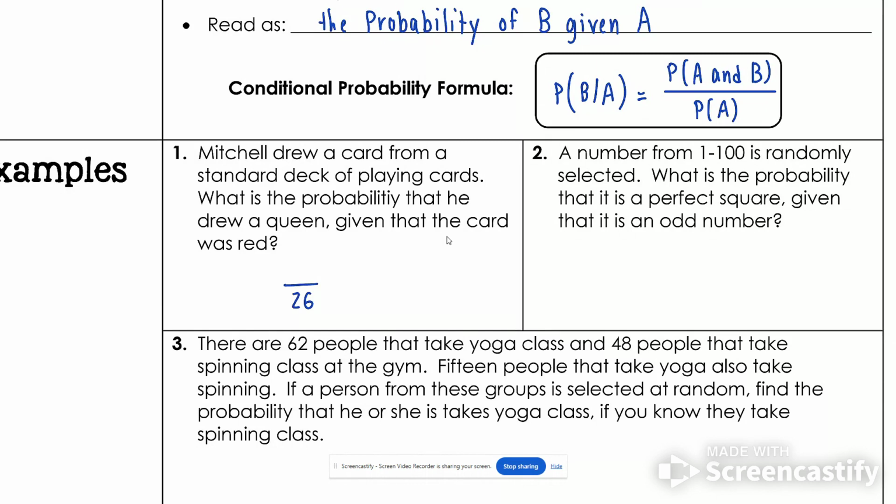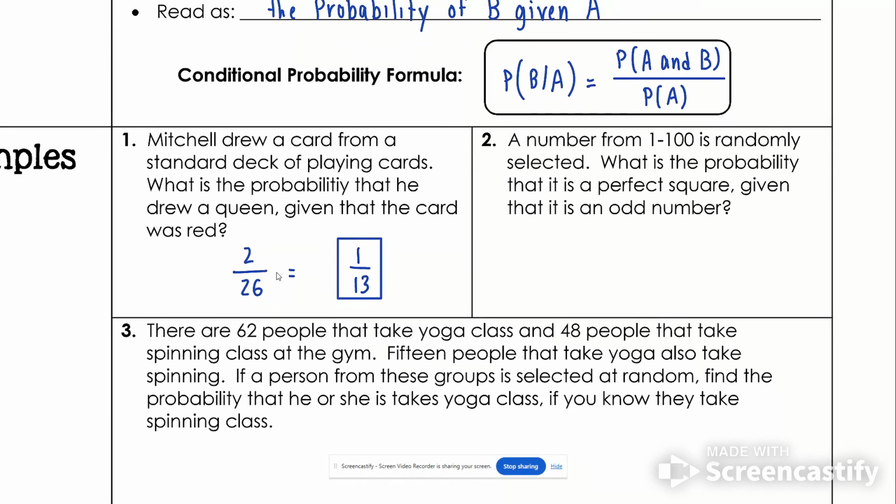Out of those 26 cards, how many are queens? You might think about that. Remember, there's 4 queens, but 2 of them are black, right? We have the spades and clubs. Given that they're a red card, how many queens do we actually have? We only have 2. So we have 2 out of 26, which reduces to a 1 out of 13 chance. Okay? Hopefully that kind of makes sense. I think it will, especially as we do a few more.